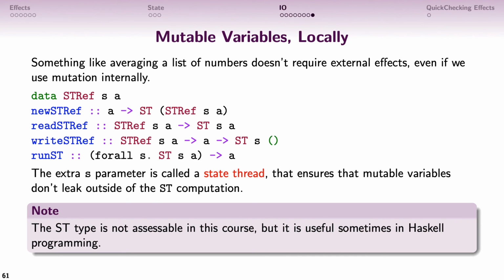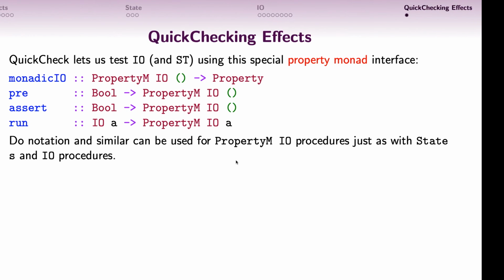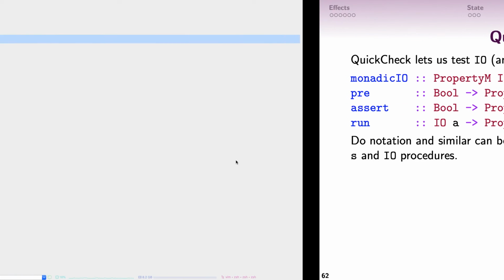Okay, the last thing I want to do today is talk to you a little bit about how we QuickCheck these things. QuickCheck has its own sort of procedure type. Like Property, it has this thing called PropertyM IO, which is its own monad. We can assert preconditions, we can make assertions, and we can run IO computations inside our properties. And we can use the do notation that we used for IO and State inside this PropertyM thing as well. It's easiest to demonstrate if I show you an example.